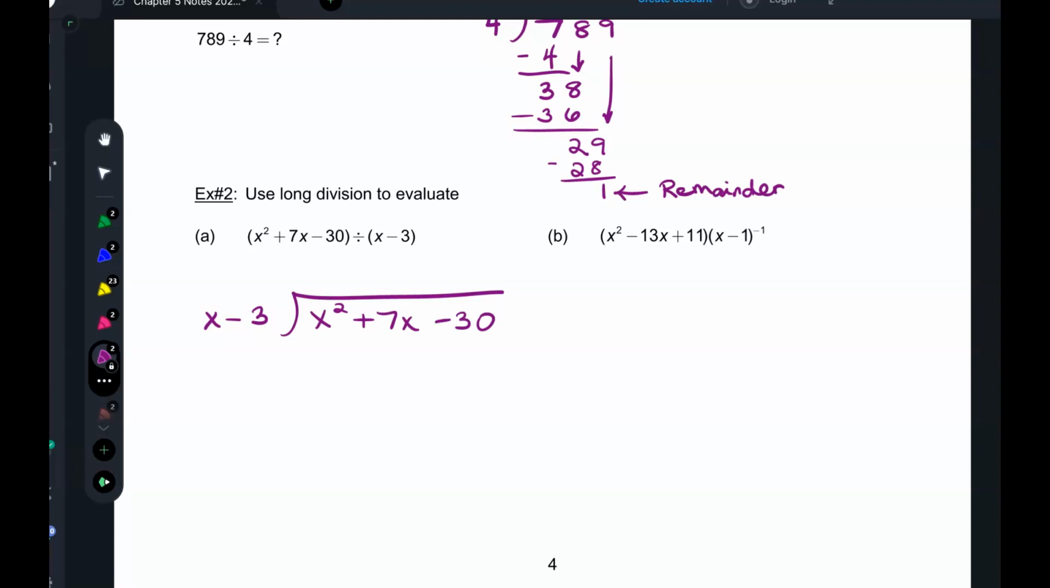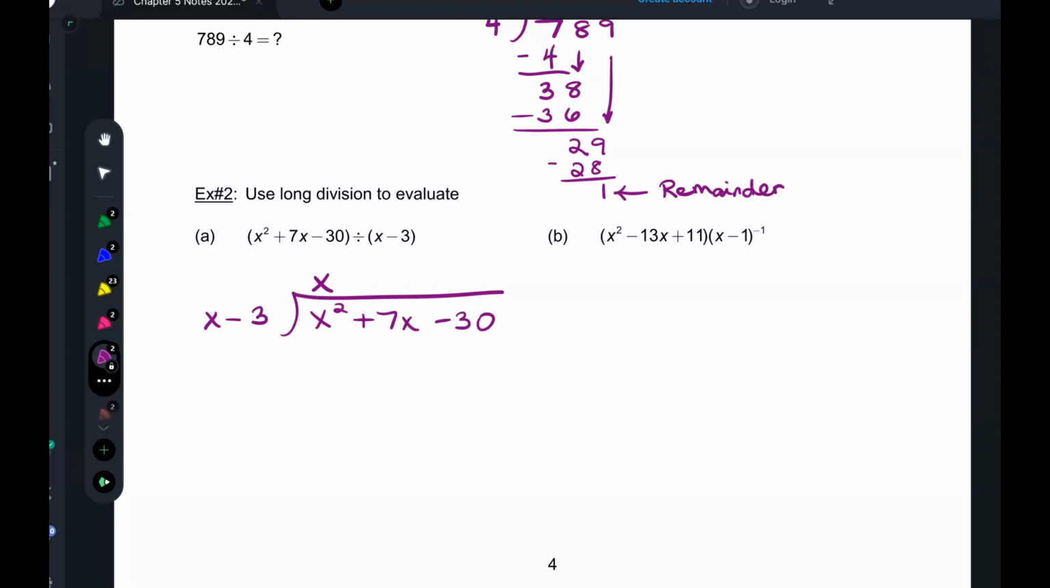Now, this is a little tricky when you first see it, but how many times does x go into x squared? Once. X to the first power. Think about it this way: what times x will give us x squared? X. So we always want to make sure that whatever we have here, when we multiply, it should be identical to what we have above. Okay?